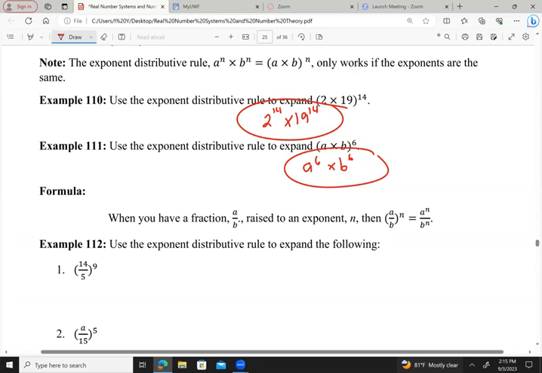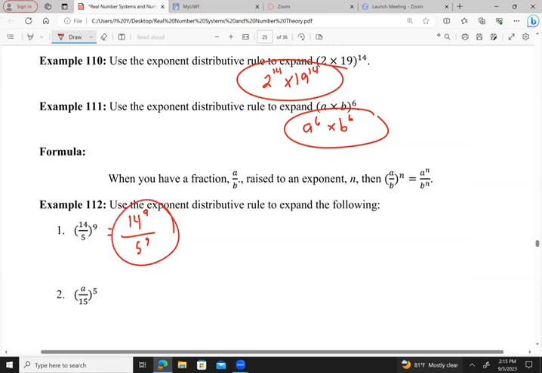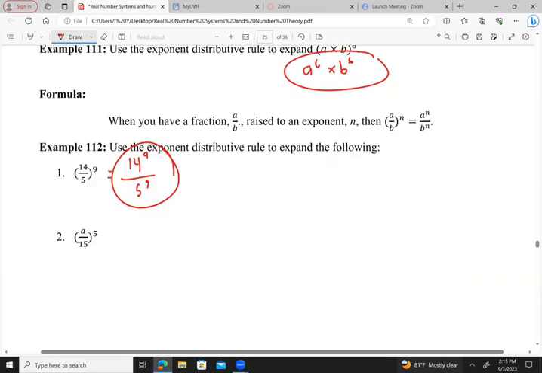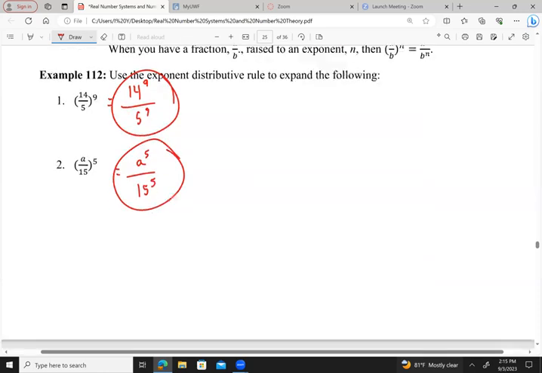Use the exponent distributive rule to expand the following. So we have 14 over 5 to the ninth. Well, that's equal to 14 to the ninth power over 5 to the ninth power. Next, a over 15 to the fifth power. That's simply a to the fifth power over 15 to the fifth power.